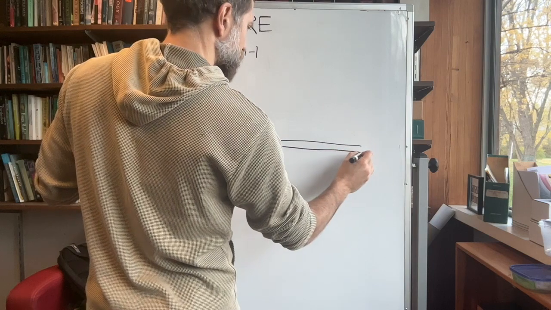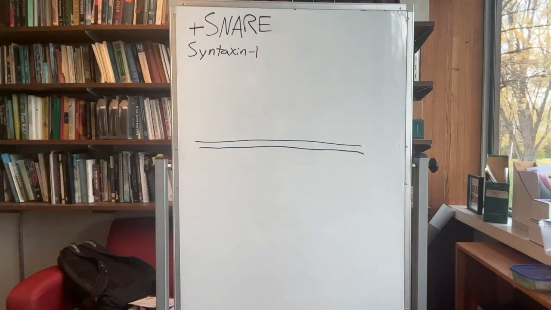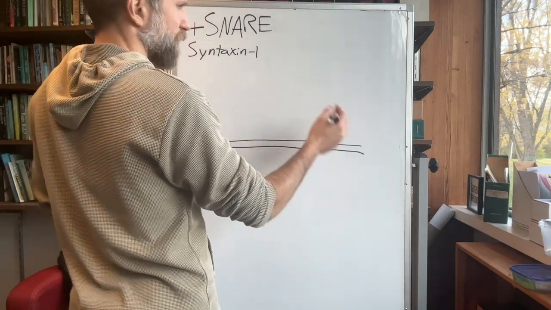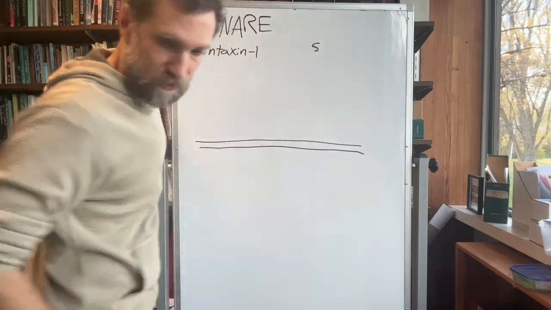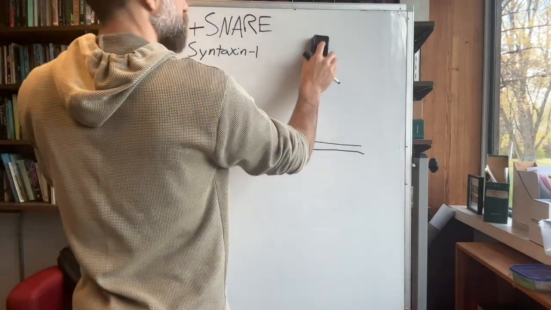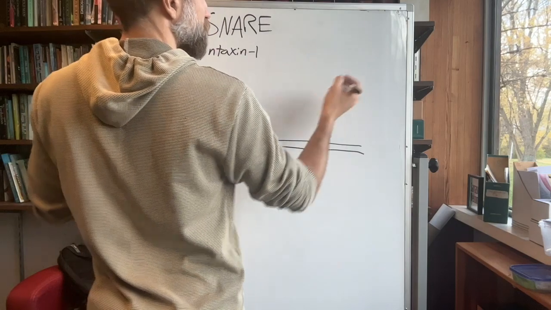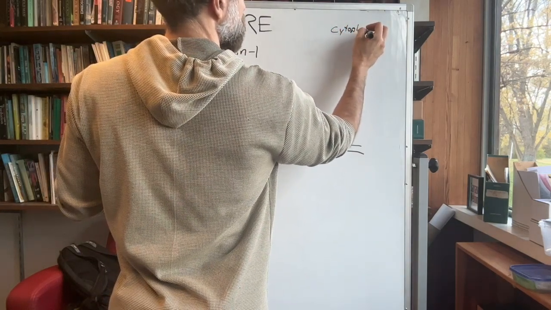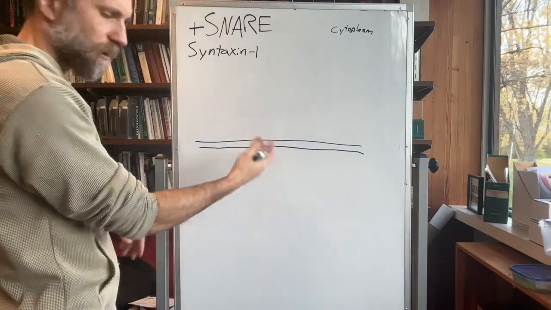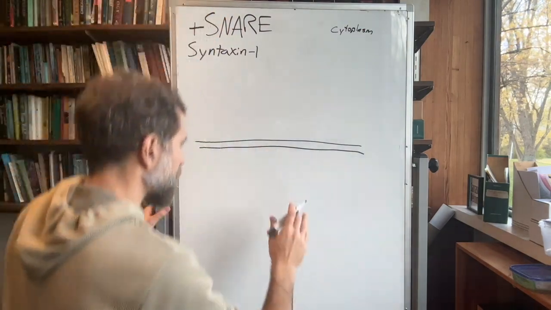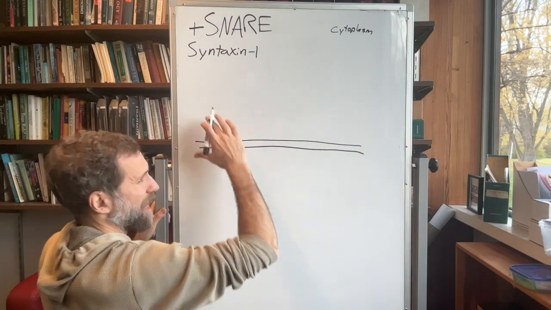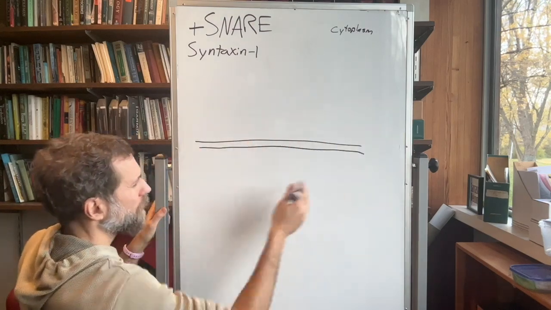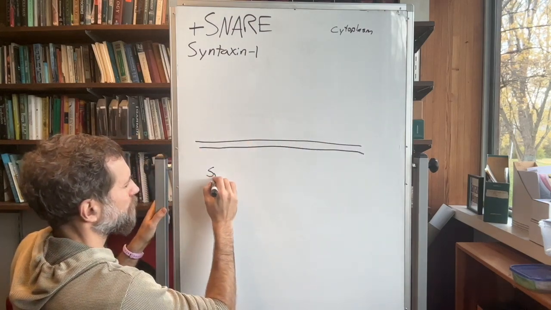This right here represents our presynaptic neuron. We're in the axon terminal here. This is the intracellular space, so this is our cytoplasm. I'll just write that up here as a reminder. And down here, this is our extracellular space, and this is going to be the active zone of the presynaptic neuron, and so this must be our synaptic cleft.